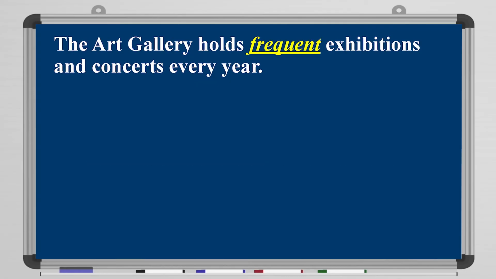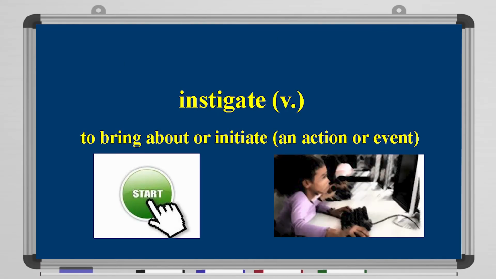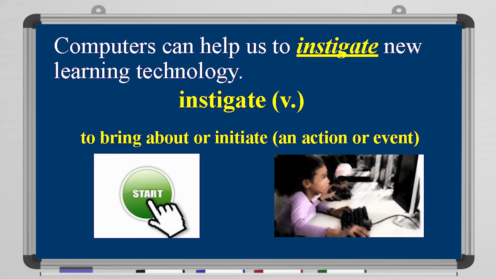The next vocabulary item is frequent. It means happening or doing something often. For example, the art gallery holds frequent exhibitions and concerts every year. The next vocabulary item is instigate. What does it mean? To bring about or initiate an action or event, to start something. For example, computers can help us to instigate new learning technology.